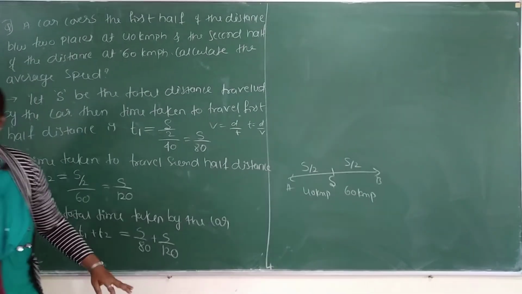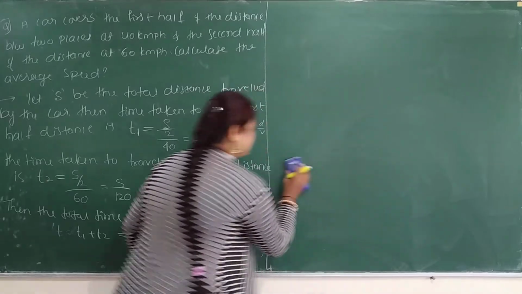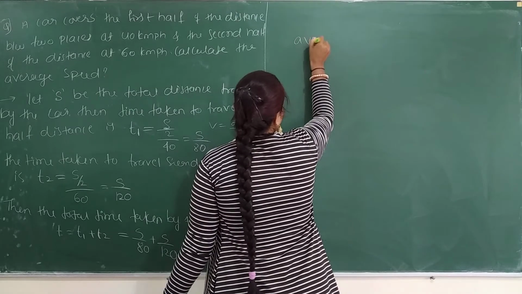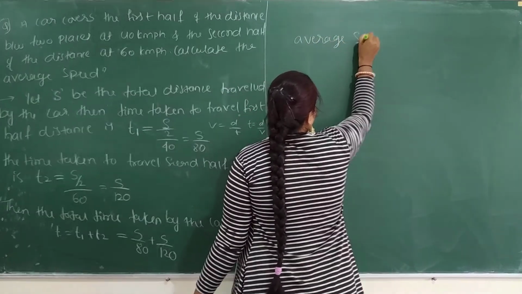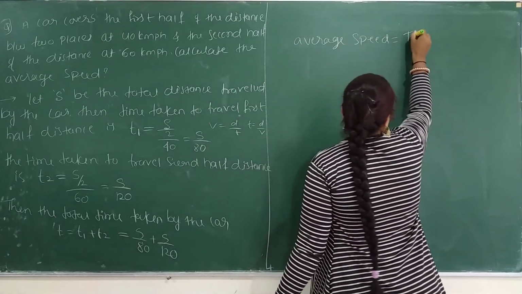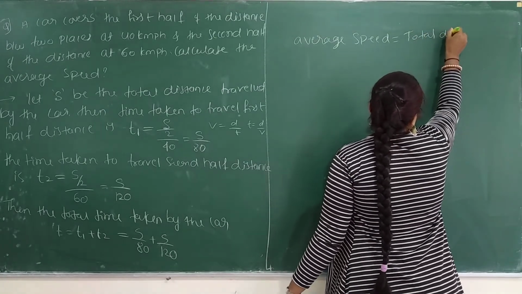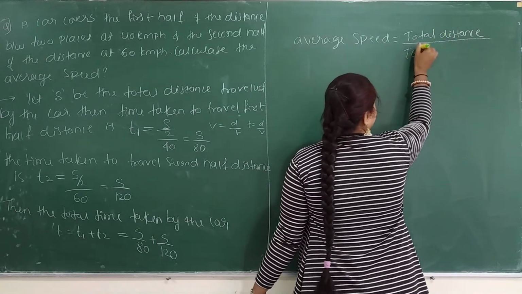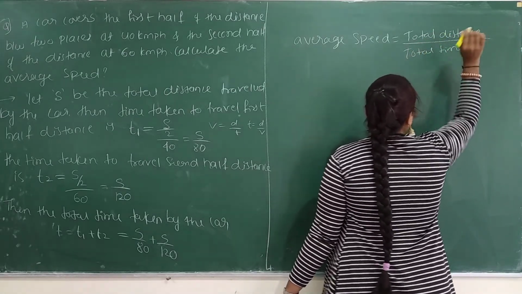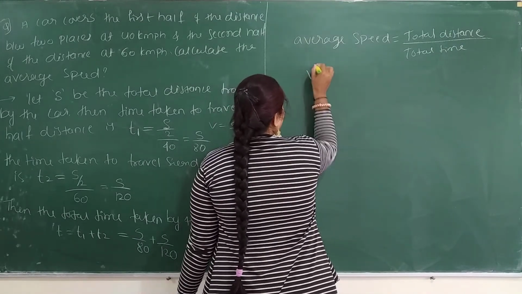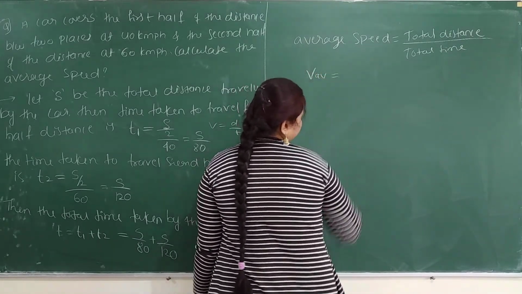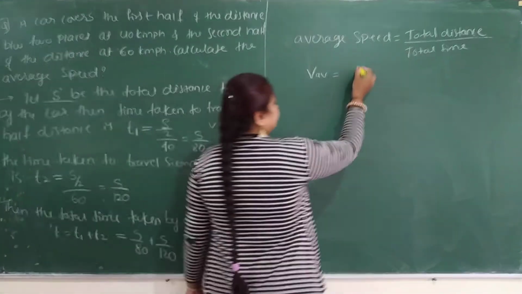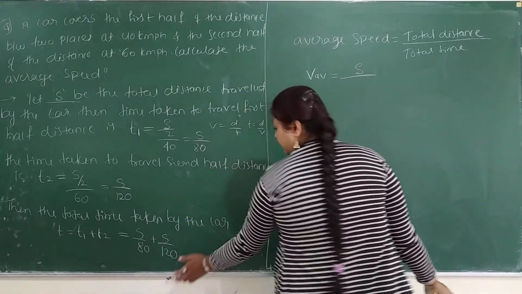Now write the formula for average speed. What is the formula? Who will say? Average speed is equal to total distance traveled by the car divided by total time taken. Then average speed is equal to total distance. How much is it? S. S is the total distance divided by the total time.